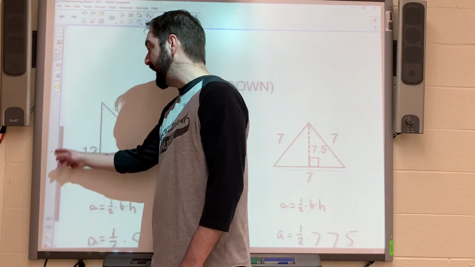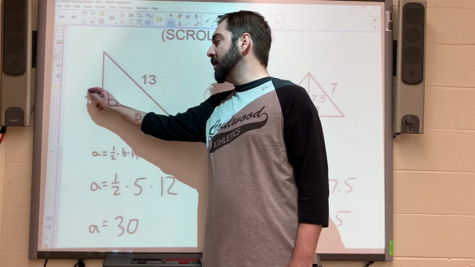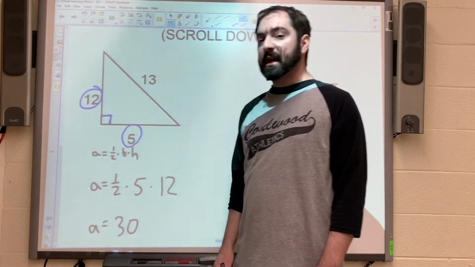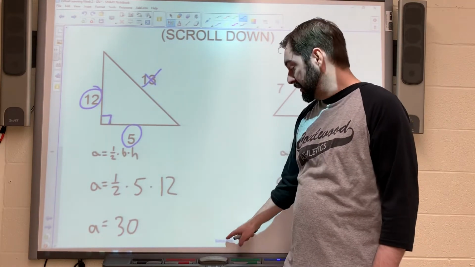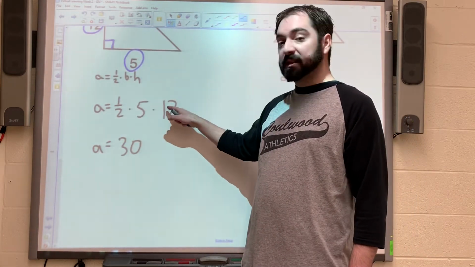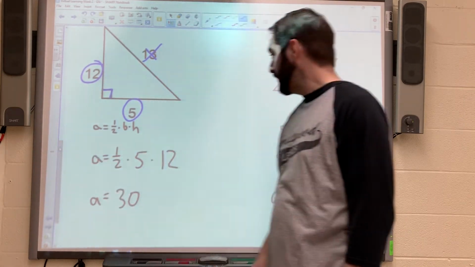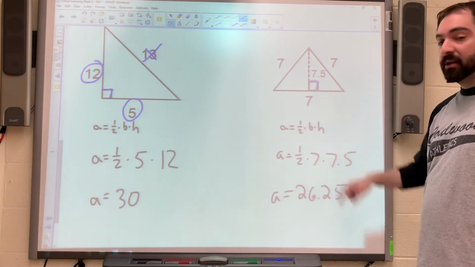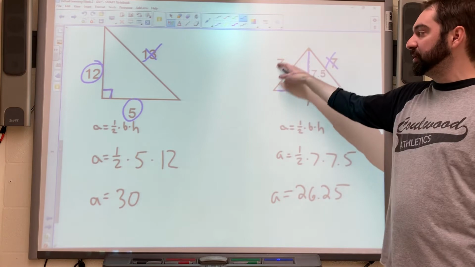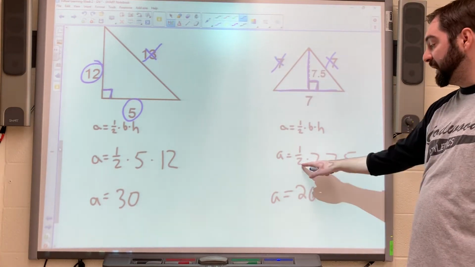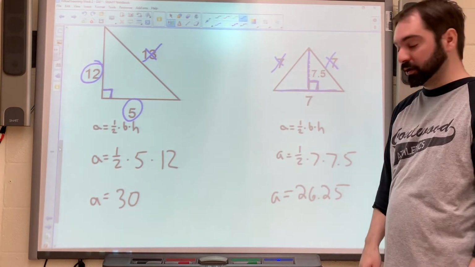So the one on the left, again, I locate my right angle. Here's my right angle. I know that I'm going to use the height of 5 and the base of, the height of 12 and the base of 5. 13's distracting me. 1/2 times the base times the height, area of 30 units. Second one, I find my right angle, it's right there. I have 1/2 times base times height. Again, these extra 7s are just there to distract me. 1/2 times 7 times 7.5, 26.25 square units.